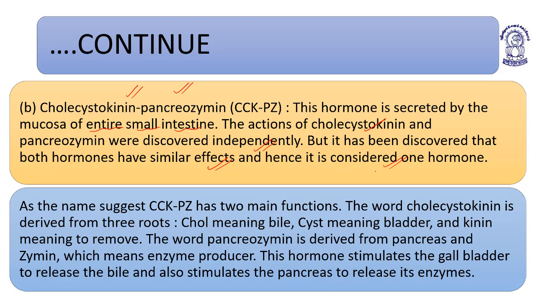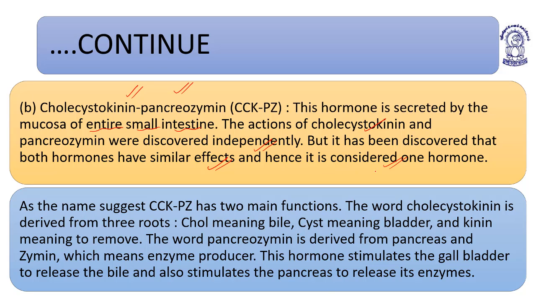The word cholecystokinin is derived from three roots. Chole means bile, cysto means bladder, the gallbladder, and kinin means to remove. The word pancreozymin is derived from pancreas and zymin, which means enzyme producer. This hormone stimulates the gallbladder to release bile and also stimulates the pancreas to release pancreatic enzymes. So it has two main functions, although it is one hormone.